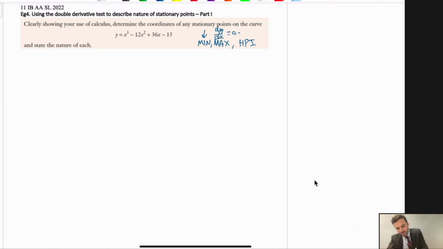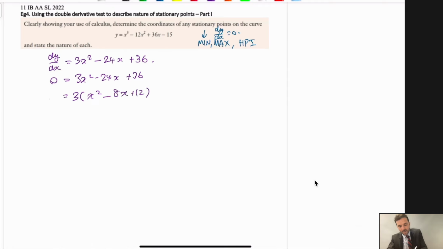First thing, let's differentiate. dy by dx equals 3x squared take 24x plus 36. Find stationary points, make it equal to 0. Let's be smart about this. Can we make this monic? Yes, we can take out a factor of 3 like that, and then we can cross out that. So now we just need to solve for this here. Can we factorize? Is it 6 and 2? (x take 6)(x take 2). Does that look good? Yeah, I think that works. Now we want to solve, so we can say that x is equal to 6 and 2.